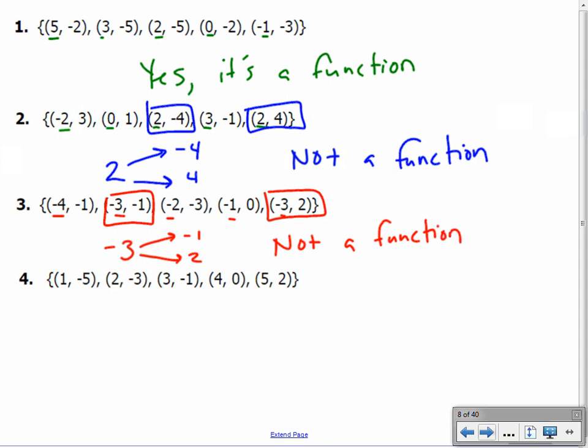And for our last one here, we check all of our x values, and we see none of them are repeating. Each x has one y value it's paired with, so yes, it's a function. So that's a pretty easy way to tell if a relation represents a function or not.